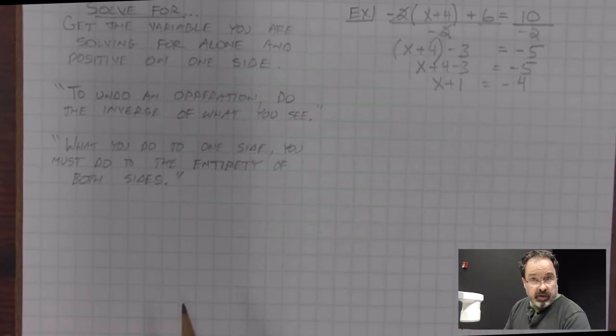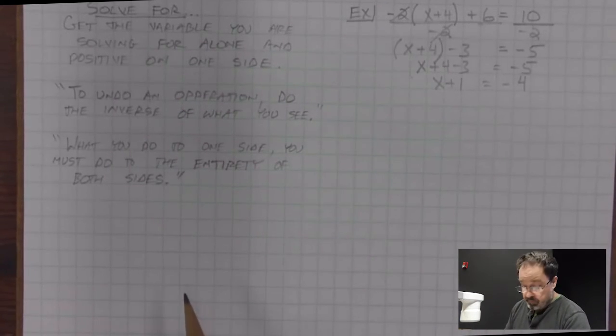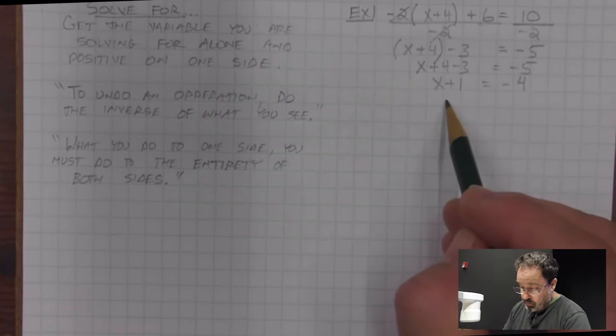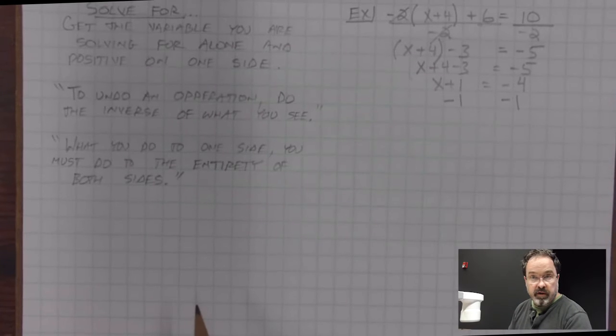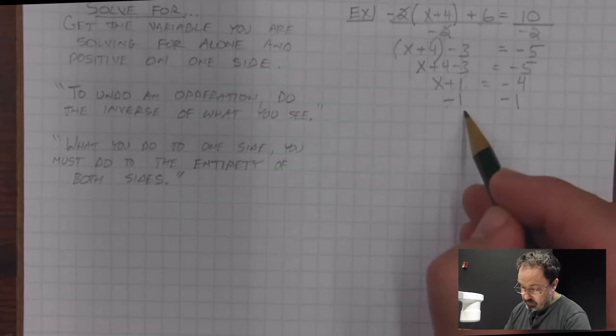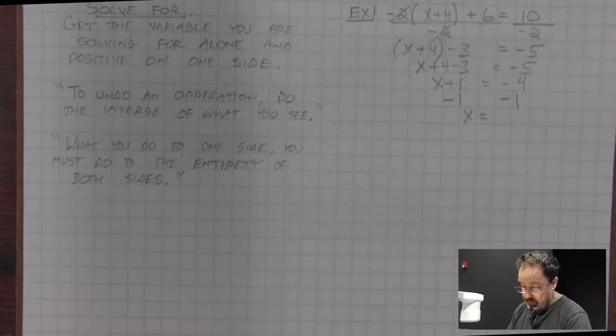I have one more step to get x by itself and positive. I need to undo the addition of 1 with the inverse. I'm going to subtract 1 from the entirety of both sides. When I do, these will cancel out, leaving x by itself, and it's positive.